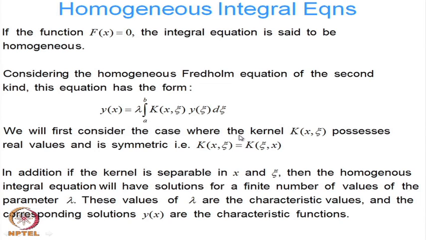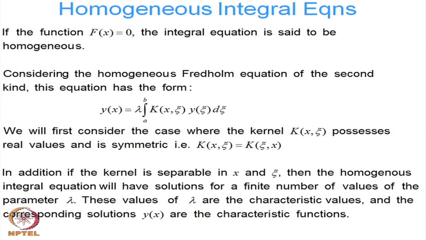In addition, we will look at both situations, where the kernel is separable, as well as when the kernel is not separable. We will focus on separable kernels first. They are separable, meaning that k of x of xi can be written as the product of a function of x and a function of xi. So, it is a separable kernel. The dependence of k of x and xi on x and xi can be separated out in terms of a function of x and a function of xi.